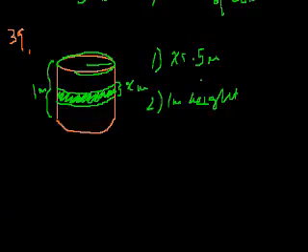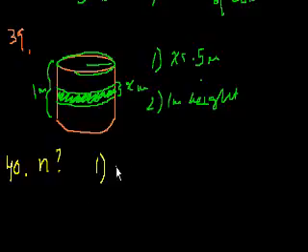E again. Problem 40. What is the value of integer n? And n is an integer. So statement number 1, they tell us that n times n plus 1 is equal to 6.